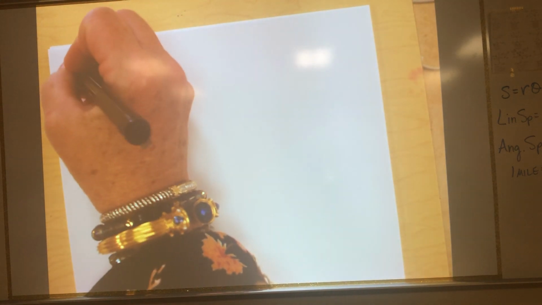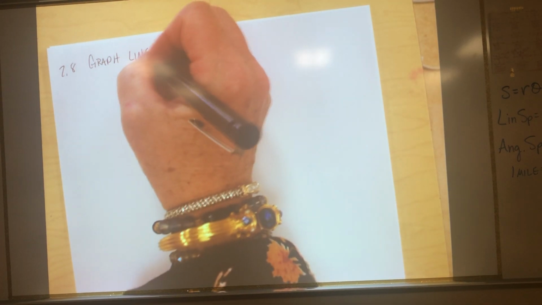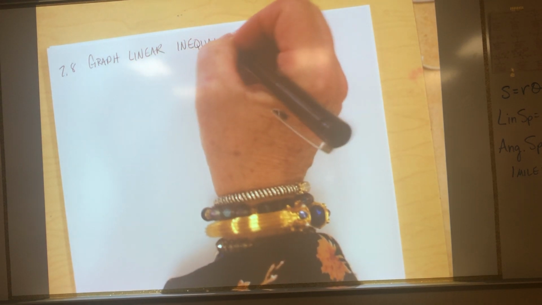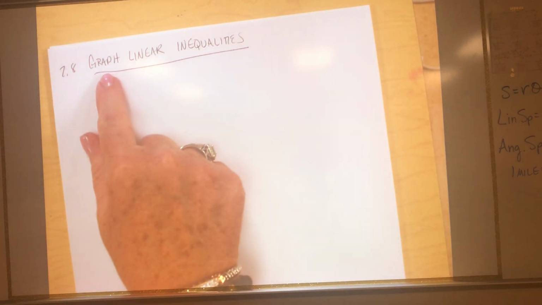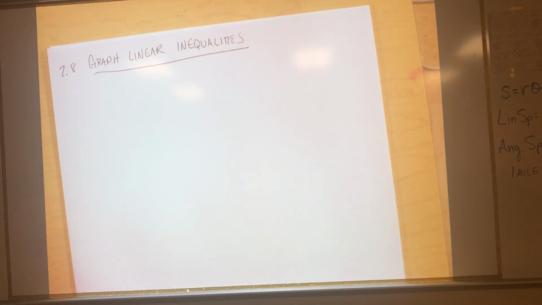Okay, now we're gonna start on 2.8. 2.8, we are going to graph linear... title, first of all, I'm like, okay, so we're graphing something on a coordinate plane, all right? What does linear mean? Line. So I'm thinking that they're all gonna be lines. I'm gonna tell you now that one of them's not gonna be, okay? But I think you'll be okay with it.